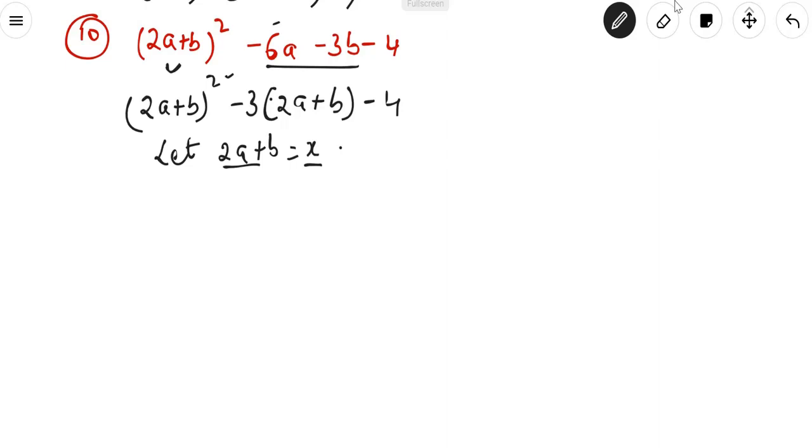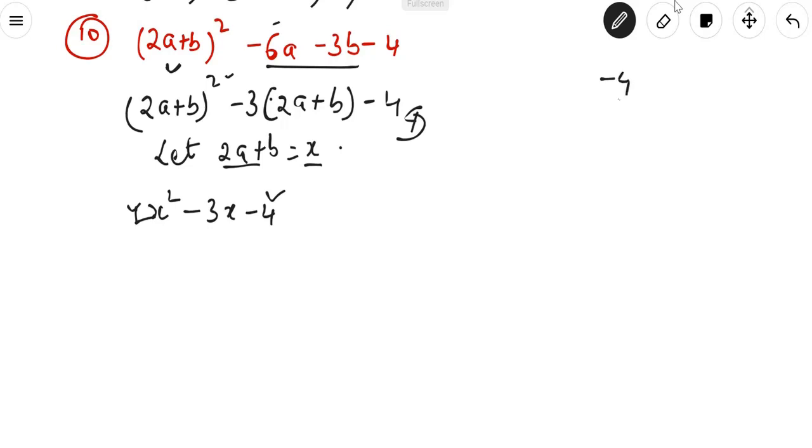So what will I do? I will substitute this x in the above equation. In this equation, if I substitute, this becomes x square minus 3x minus 4. I think you can solve this one easily on your own. If I multiply this term and this term, this becomes minus 4.